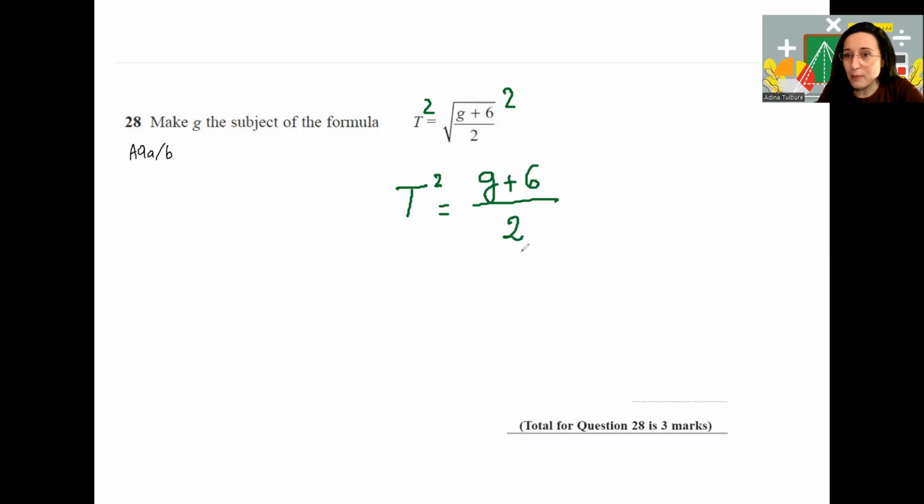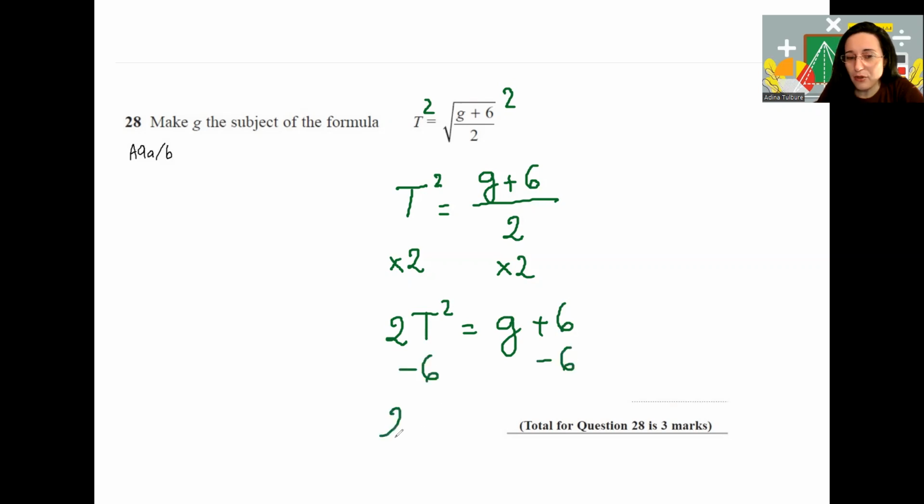Now, this is divide by 2, and I need to get rid of divide by 2. So I'm going to multiply by 2 on both sides, times 2 on both sides. So I end up with 2t squared equals g plus 6. Now, what do I need to do? I need to get rid of 6, minus 6 on both sides. And I ended up with 2t squared minus 6 equals g.